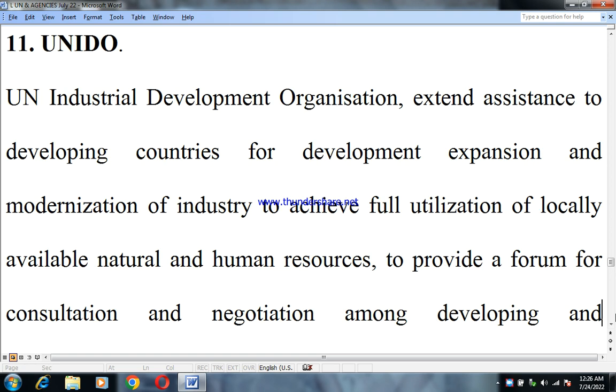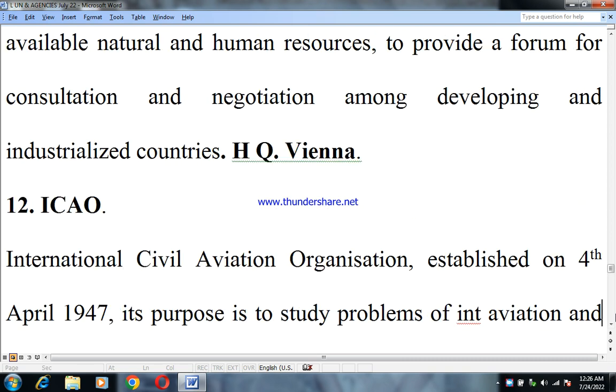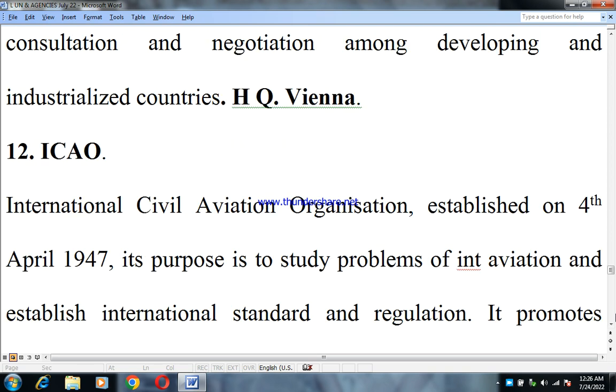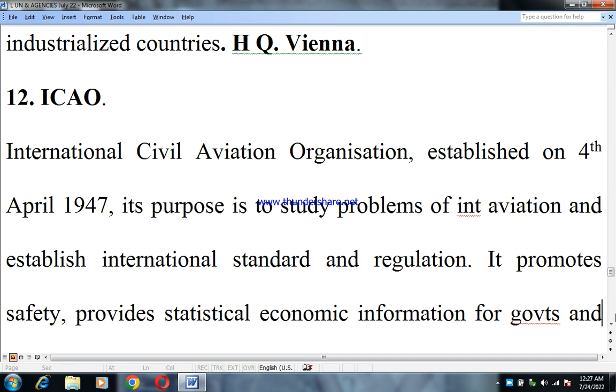Number 11, UNIDO, United Nations Industrial Development Organization, extends assistance to developing countries for development, expansion, and modernization of industry to achieve full utilization of locally available natural and human resources, and to provide a forum for consultation and negotiation among developing and industrialized countries. Headquarters is in Vienna, Austria.